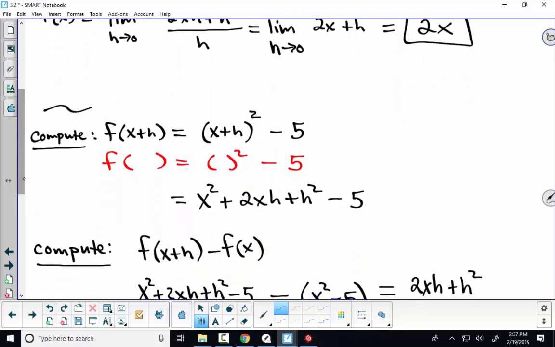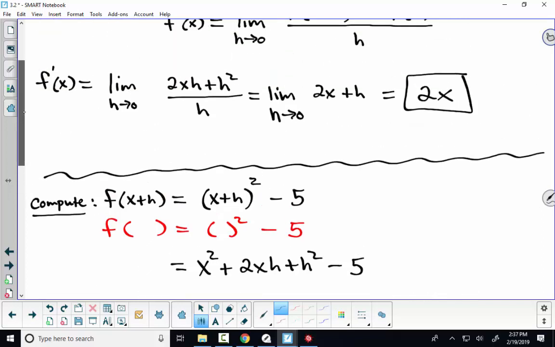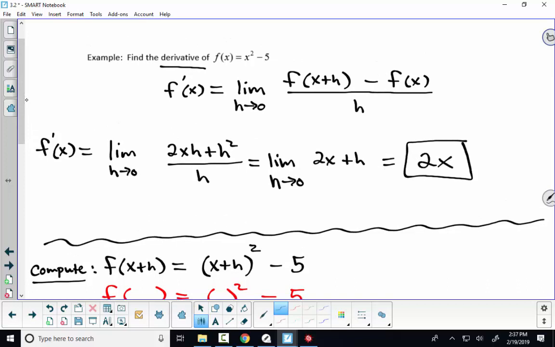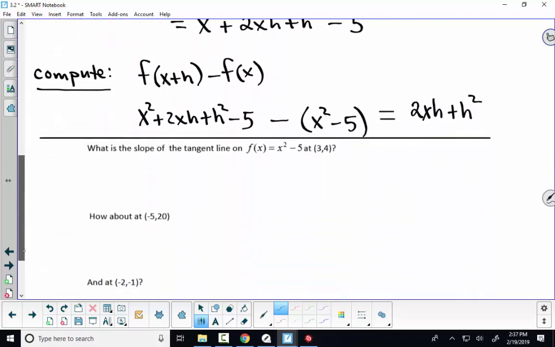So if we go down below here where it said, our first example in 3.1, we said, find the slope of the tangent line at the point (3, 4). Does anybody remember what that was? It was 6, but the x value of the point was 3, right? So I just plugged 3 into that for x. I get 6. And we'll see that down here.